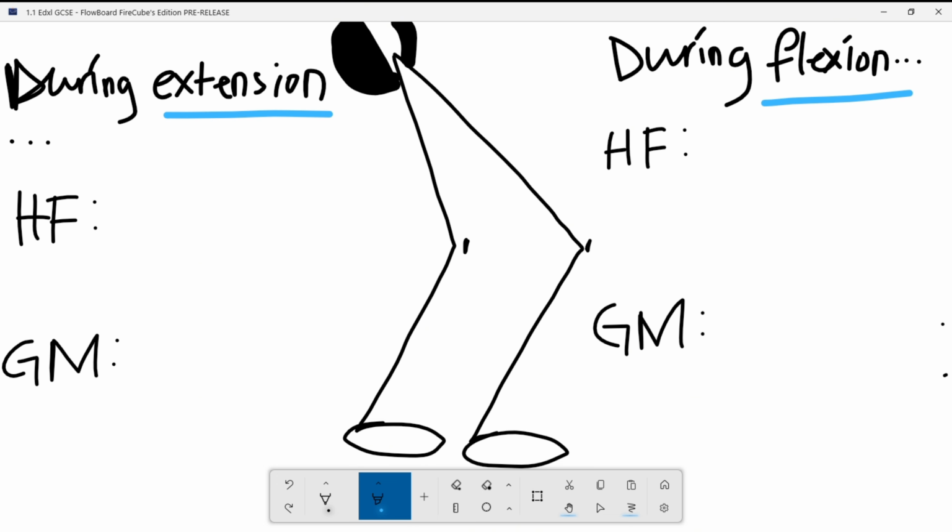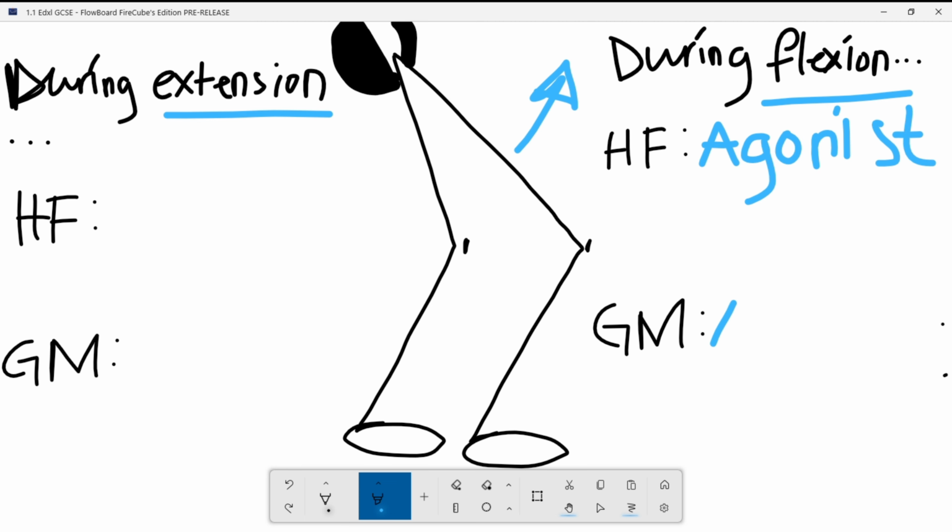This is your upper leg, your lower leg, your foot, and let's say during flexion, let's say at the beginning of a race, you're driving your knee upwards to get that acceleration going. Your knee or your upper leg is obviously going to move forwards, and this is going to be called hip flexion. Your hip flexors are going to be the agonists during hip flexion because they're contracting. So your hip flexors during hip flexion would be the agonist. Meanwhile, your gluteus maximus is going to be relaxing, so they're going to be the antagonist.